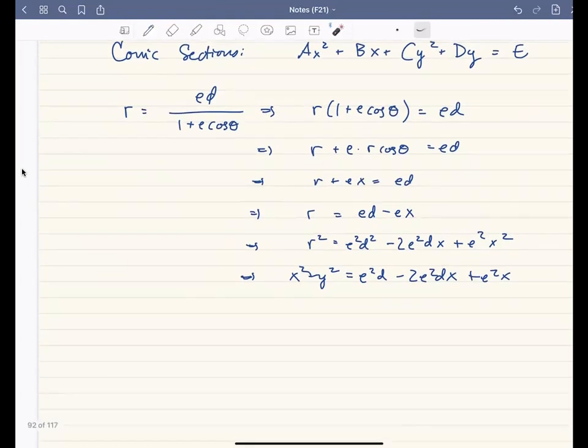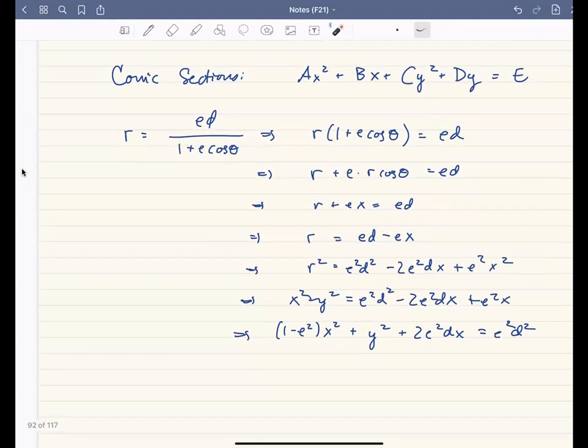If I take the e squared x squared term and move it over to the left, we get x squared minus e squared x squared. In other words, when I move this over, we end up with 1 minus e squared times x squared plus y squared. And then we can also add the other terms over. I'm going to leave the e squared d squared term on the right, just so that it's consistent with what I have up here. It's for no other reason than just style.